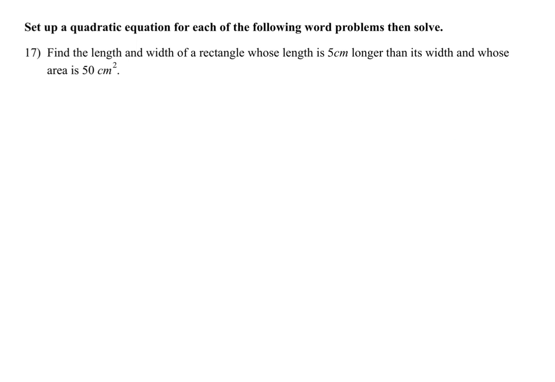This is find the length and width of a rectangle whose length is 5 centimeters longer than its width and whose area is 50 centimeters squared. So you'll notice I do say set up a quadratic equation for these. So if it's a rectangle, you probably want to draw a picture. It says the length is 5 centimeters longer than the width. I don't know the width. I don't know the length, but I can write it in terms of the width.